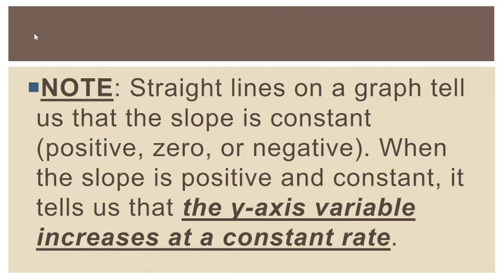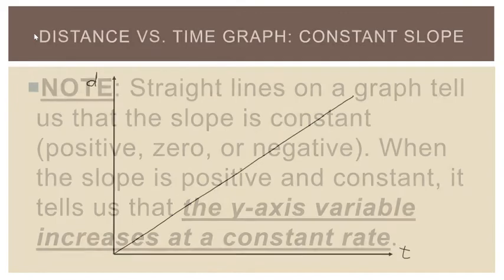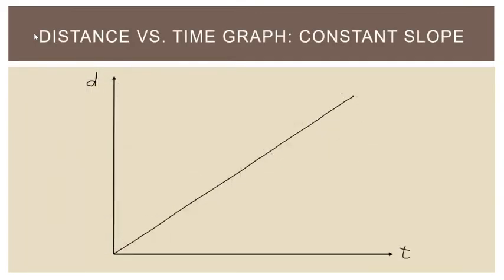And with that, I'd like to take a deeper look at graph number 3. As we said, graph number 3 is a graph that shows a straight line. And this is a graph which has a straight line with a positive slope. So this slope, and I want to write this down because this is important, this is a constant positive slope.